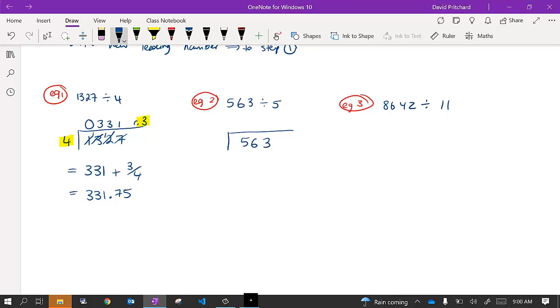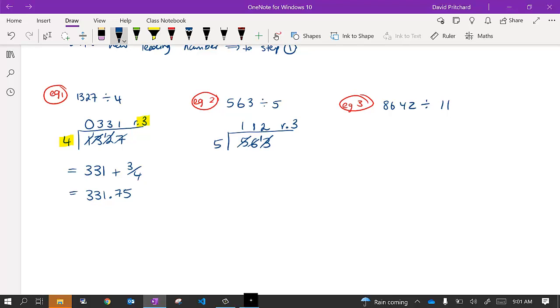Okay, next one, 563. So 563 divided by 5. Right, so first one, 5 divided by 5 is 1. There's nothing left over, so we can just forget about it. Now 6 divided by 5. 5 goes into 6 one time, and there's a remainder of 1. There's 1 left over. And then finally, 13 divided by 5. It goes in twice, so it goes up to 10. And there's 3 left over, so we end up with a remainder of 3.